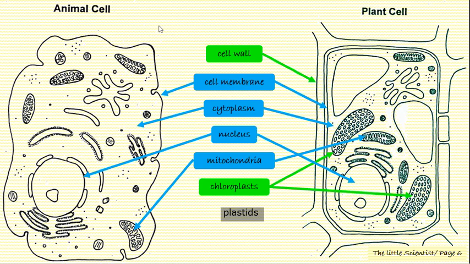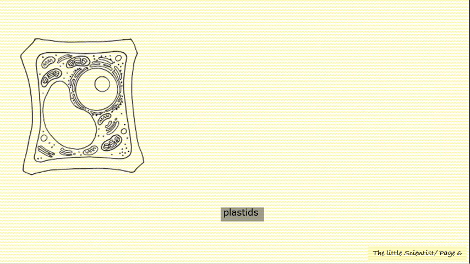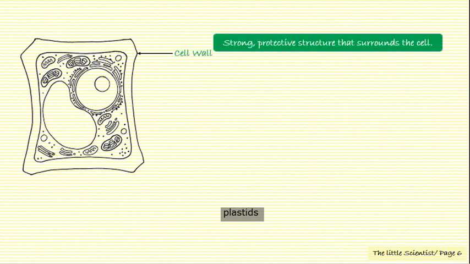Now let's talk about the job or the function of each organelle in the cell. Here we have the cell wall. This is for sure a plant cell. You know that, right? Since it shows a cell wall and a cell membrane. The cell wall is strong. It is the outside of the plant cell. It is strong and it protects the cell.